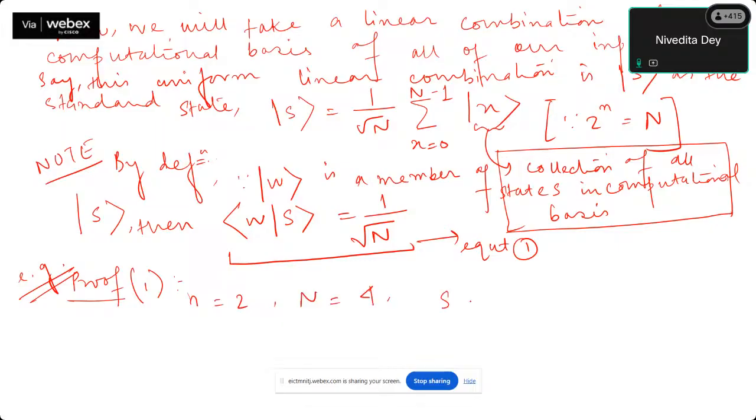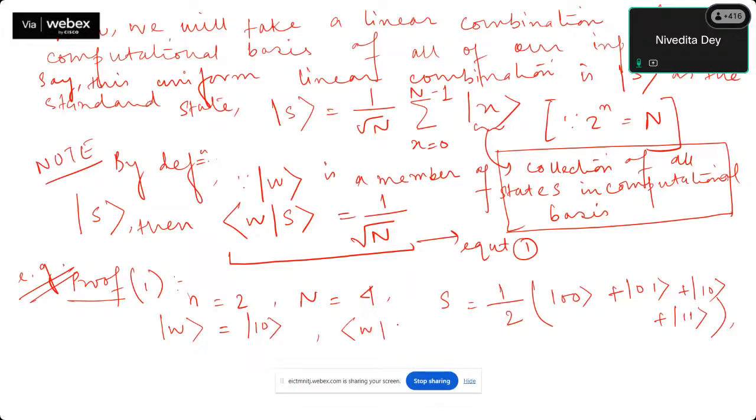So that means your S is nothing but 1 by root over 4, that is half of 00, 01, 10 and 11. And say your W is, say, 10. So what we want is that ⟨W|S⟩ should be 1 by 2. So let us see whether that is true or not. So ⟨W|S⟩ will be, what is your W? 10.